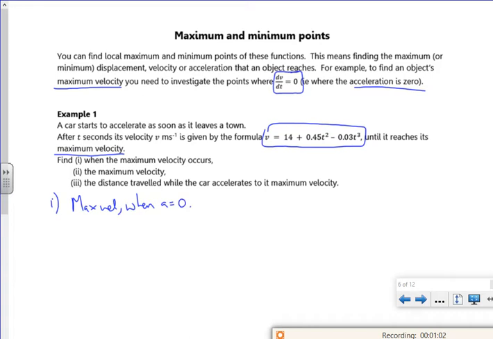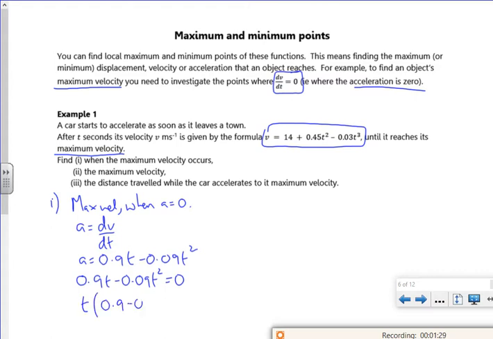So the first thing I want to do is find a. So that's dv by dt. So a is, the 14 goes, 0.45 times t, so 0.9t, minus 0.09t squared. So my acceleration is equal to zero. I can take out a t: t(0.9 minus 0.09t) is 0.